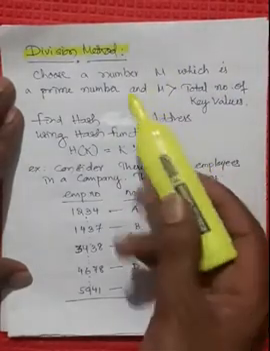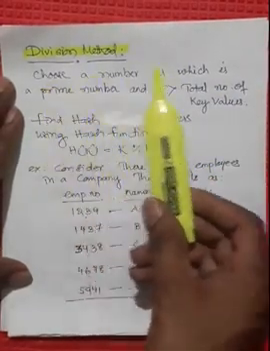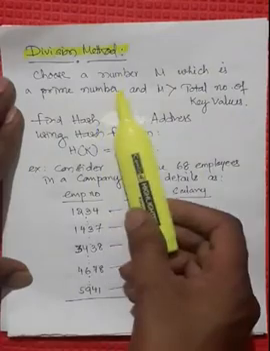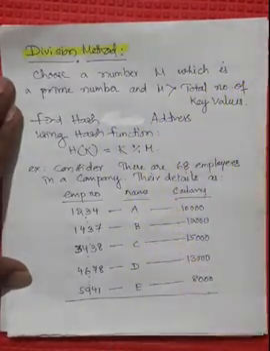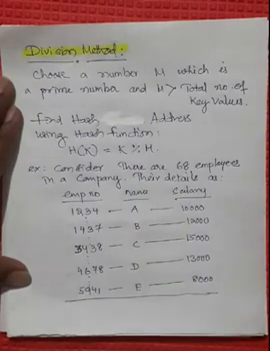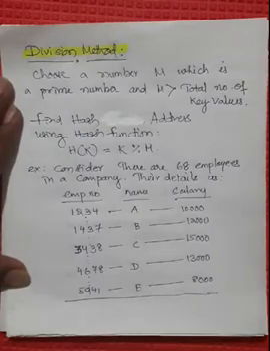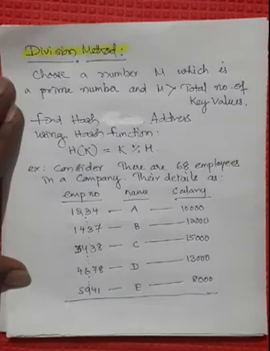So division method means what? Here we can read: choose a number m which is a prime number and m is greater than the total number of key values. So we have to select a number m which is a prime number. On what basis, for what purpose will we select that number? We will use that number for dividing the key values. When we divide a key value by a number and generate the remainder, the remainder will always be less than that particular number.